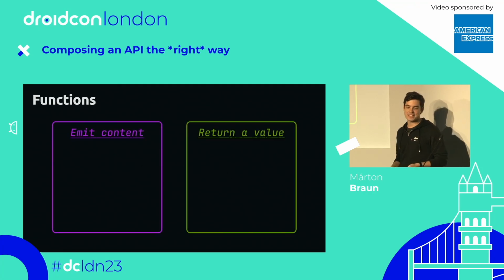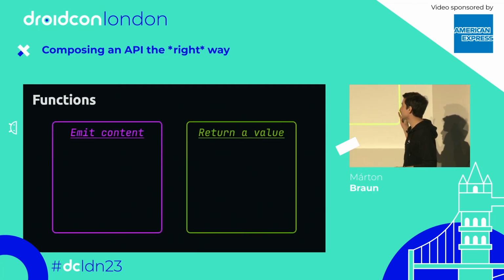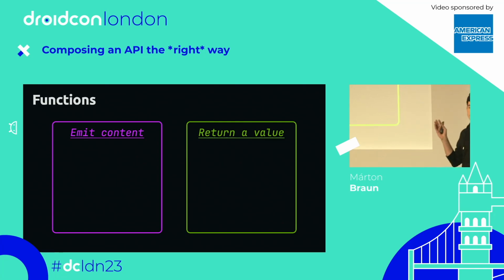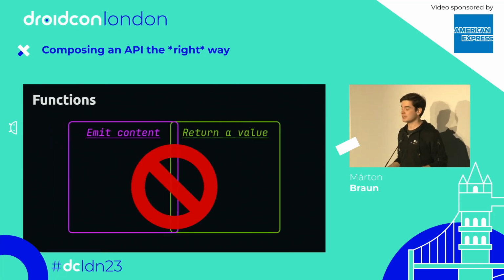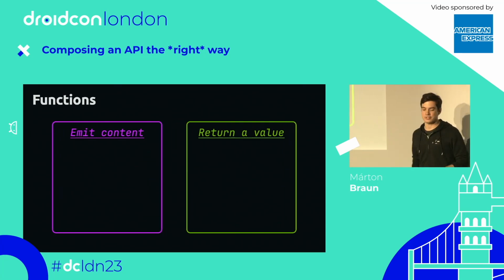So the reason why it depends is that we have two kinds of composable functions. Composable functions can either emit content or they can return a value, but never the twain shall meet. There should be no overlap between these things. So each composable function should fit into one of the categories.